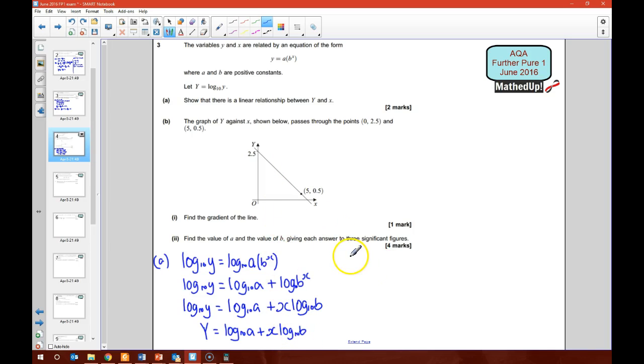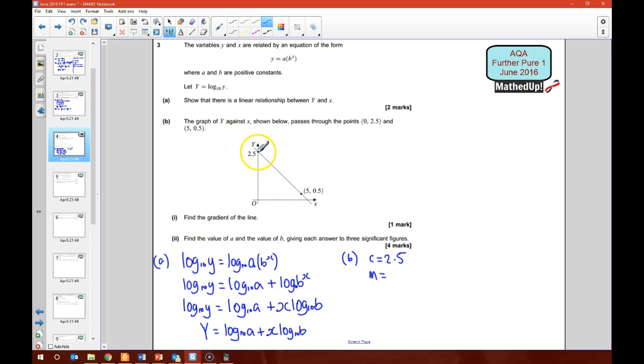So if we move on to part b now, the graph of capital Y against x is shown, and it passes through the points (0, 2.5) and (5, 0.5). So my c value is going to be equal to 2.5, if I had it in the form y equals mx plus c. And my m value is going to be the gradient of this line. So that's the change in y divided by the change in x.